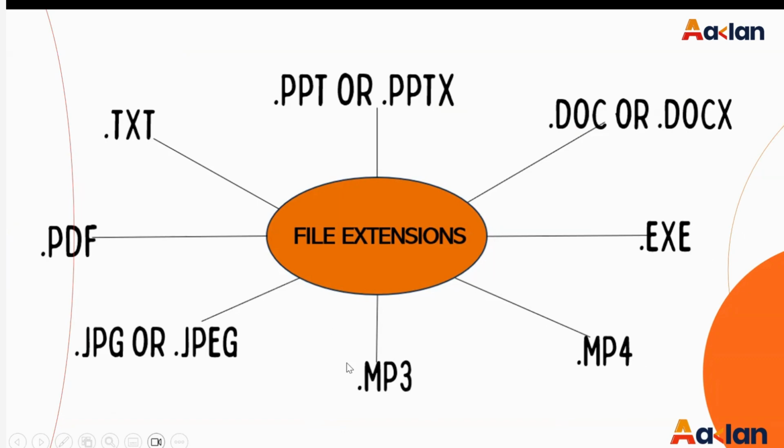This extension is used for video, right? MP3 is the extension used for songs. JPG and JPEG are used for images. PDF file, as you all know, text file. You also know about text files, right? PPT and PPTX, right? So we are moving on to the next slide.